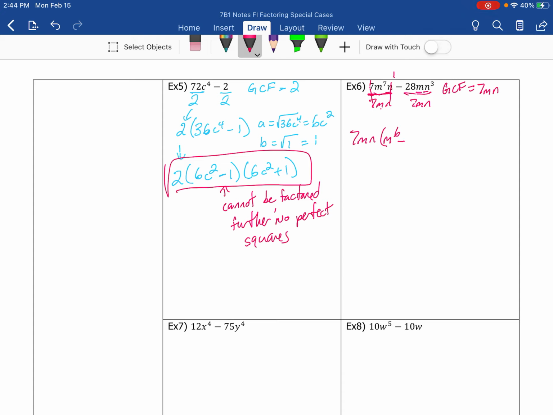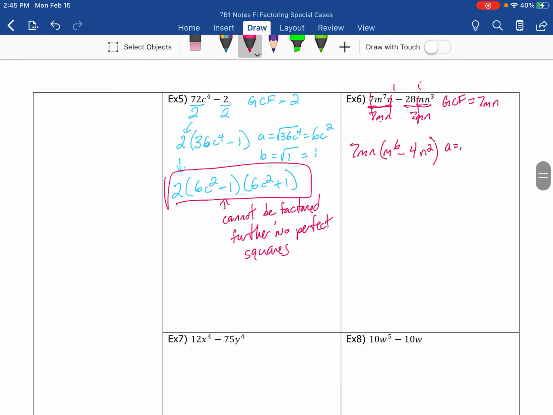The 7's divide out to be 1. Now I have 6 m's, and the n's divided out to be 1. I divide these out. This is going to be 7 goes into 28 4 times. The m's divide out, and I'm left with 2 n's when I divide out the 1 on the bottom. Okay. Now, I know my a is going to be the square root of m to the 6th, which is m cubed, and b is going to be the square root of 4n squared, which is 2n.